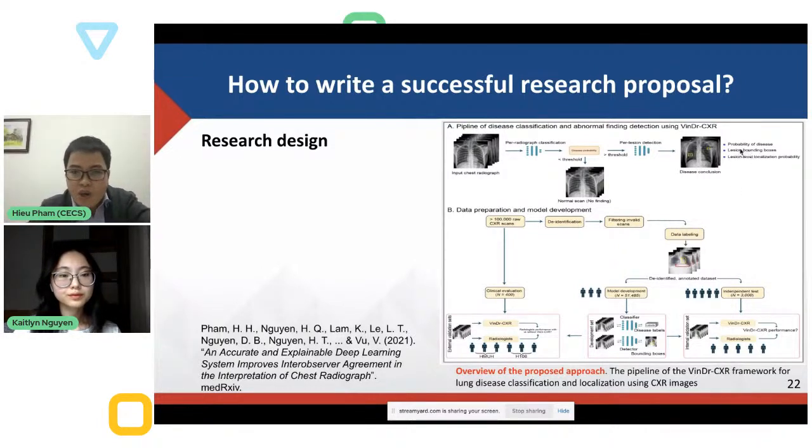So for example, I show you a pipeline of a framework for lung disease classification and localization using chest X-ray images. I could write a very long text, but I need to have this picture to show what I will do in my research project. So this picture, in general, shows a system overview: the input is images, and the output is images with localization of some findings in the images.